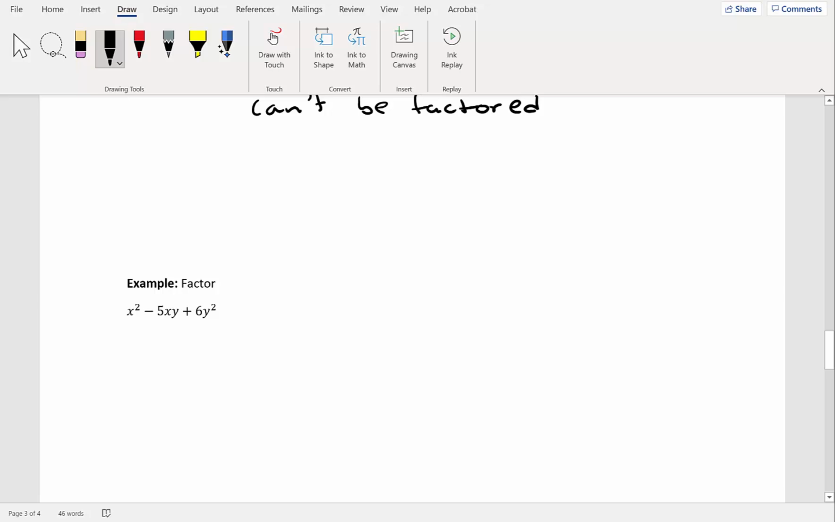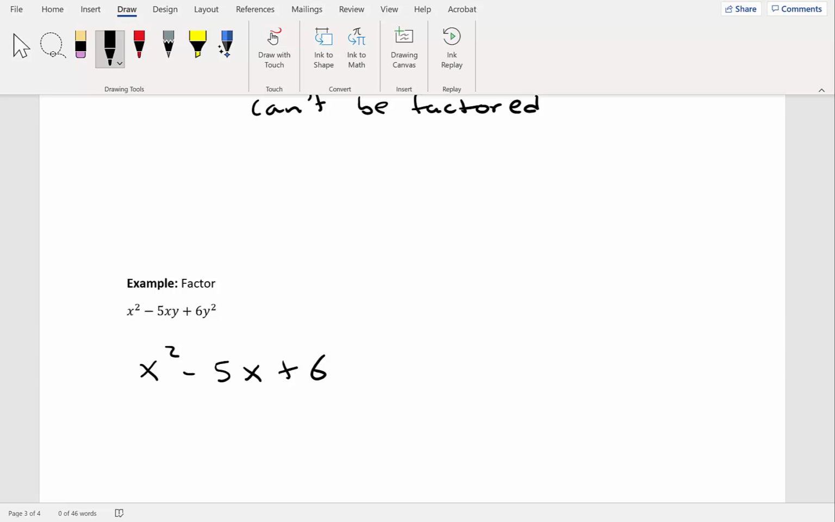Let's take a look at another problem. This one is a little bit different because now we have two variables. We have an x and a y. Now what I'm going to do here to make it a little bit easier is get rid of my second variable, that y. I'm going to rewrite this as x squared minus 5x plus 6. When I rewrite it into this form, now this is something that we've seen before.